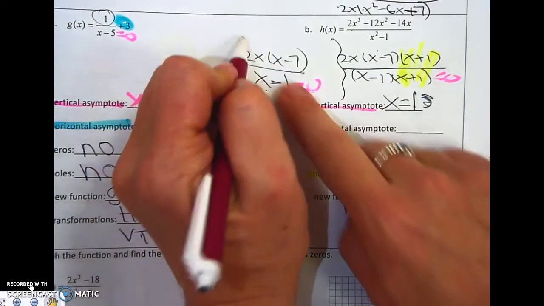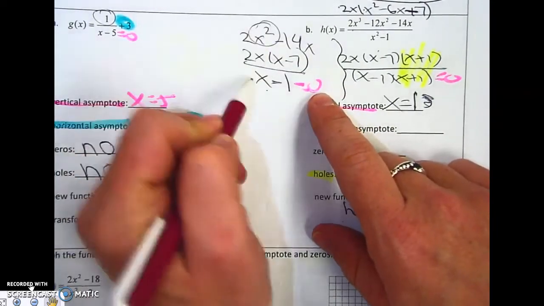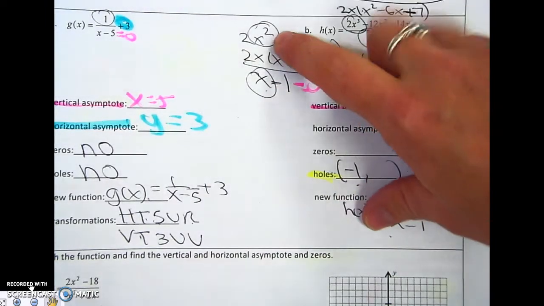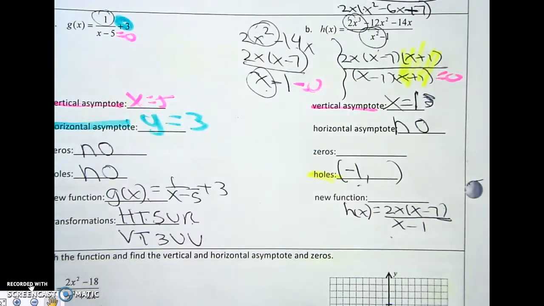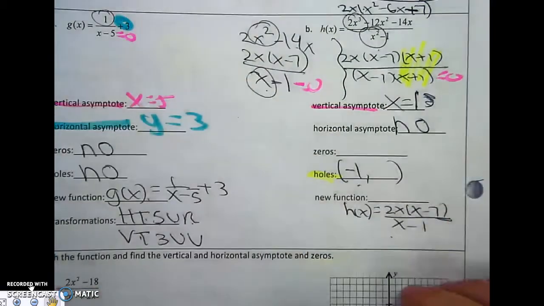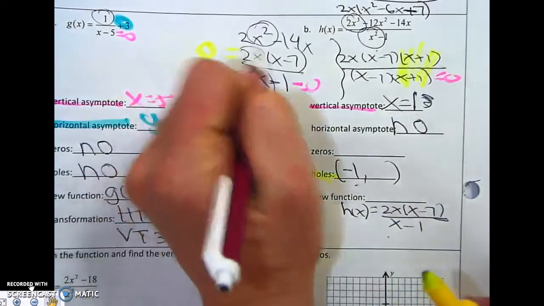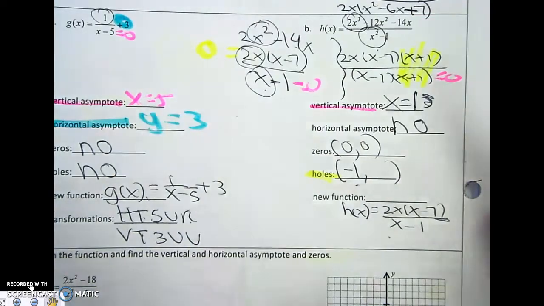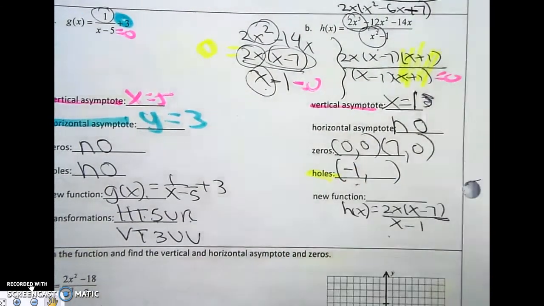If you look at the original function, you probably want to distribute so that you know that this degree is higher than this one. And this degree is higher than this one. So if the degree is higher on top, there is no horizontal asymptote. The zeros set the numerator equal to 0. If I set 2x equal to 0, I get 0, 0. Write it as a point. If I set this x minus 7 equal to 0, it's 7, 0.